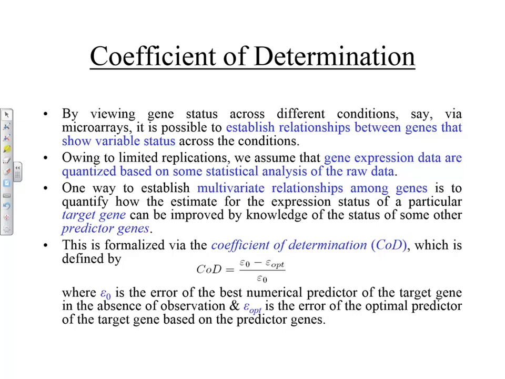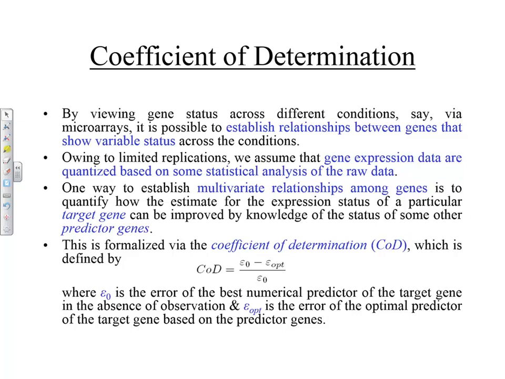Okay, so this can be quantified via what is called the coefficient of determination, right, or COD, which is defined as follows. It's epsilon 0 minus epsilon opt over epsilon 0. Okay, so first you try to get a predictor of the target gene, all right, without seeing any of the other genes on the slide, okay? So what is the best predictor? It's probably the mean, all right, the sample mean of that gene, that's the best predictor, all right? So for the best predictor, there will be some mistake, right? And that mistake is going to be the variance, right?